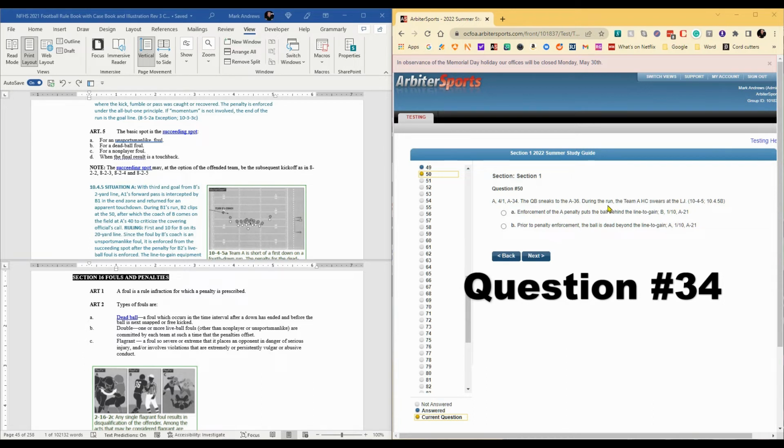We're going to move them back to the 21, right? So it's going to be prior to penalty enforcement, the ball is dead beyond the line to gain, A, 1st and 10 at the A21. Answer B.